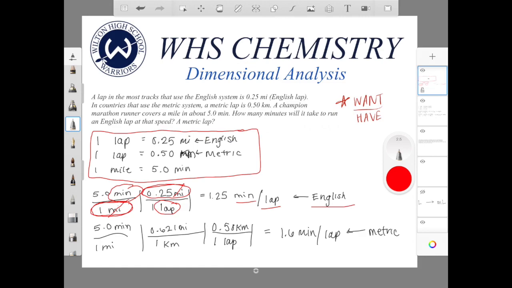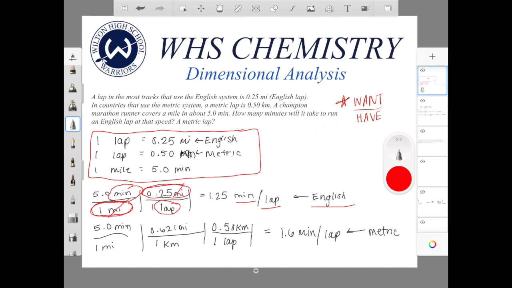Do you see how we applied the concept of what we want over what we have, but then did it as what we have over what we want in order to make the units cancel? One always has to be on the top and one on the bottom in order for them to truly cancel, so you just have to keep an eye out for that. Now let's do the metric lap. Same thing, we're going to start off with 5 minutes per 1 mile, but this time we need to get miles into kilometers because that's what the metric lap unit is in.